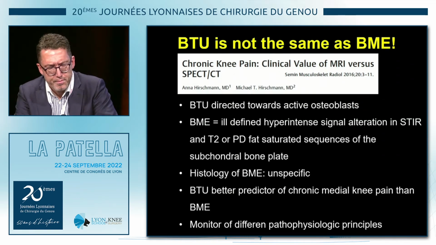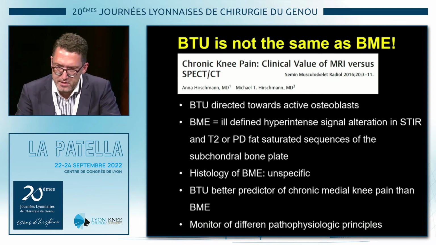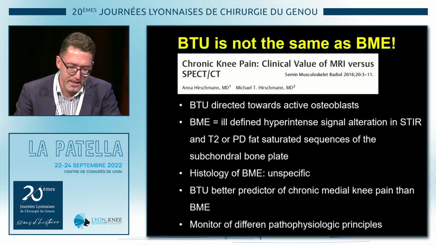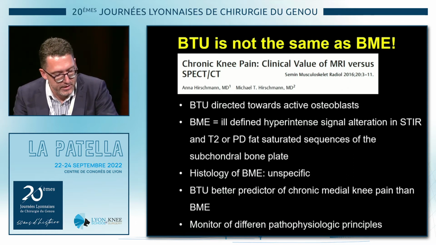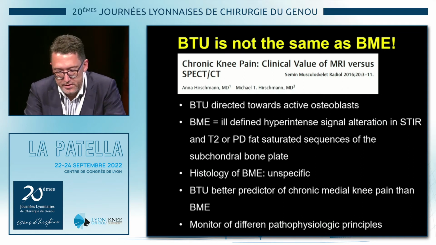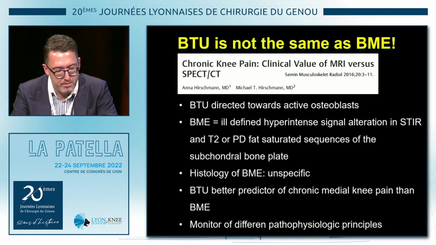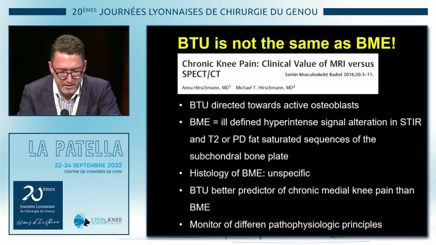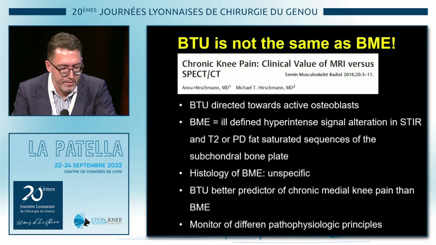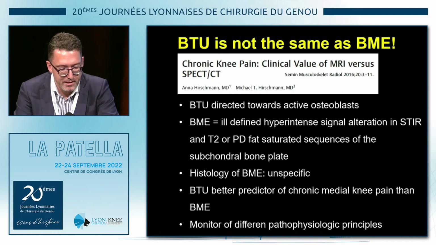So for all of you, BTU, bone tracer uptake, is not the same as bone marrow edema, and this is important to know because a lot of people say, okay, you can also do it with the MRI because you see the BME. No, BME is an ill-defined hyperintense signal alteration in STIR and T2 or proton density fat saturated sequences of the subchondral bone plate. And BTU is the active information, the metabolic information you get from active osteoblasts. So histology of BME is very unspecific, so that's why the BME is not really relevant here.